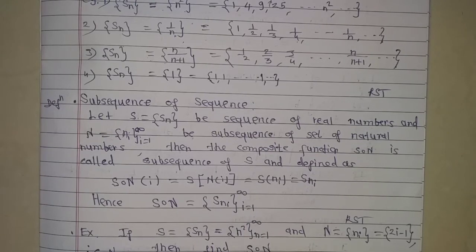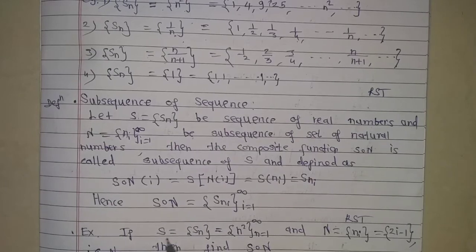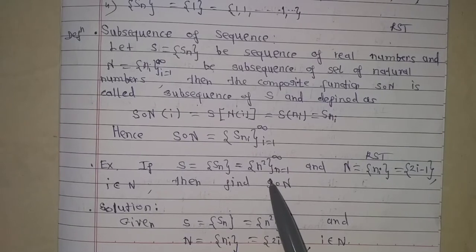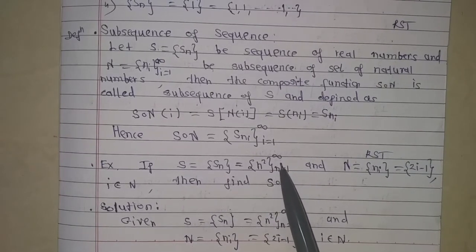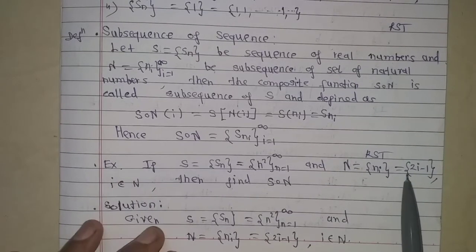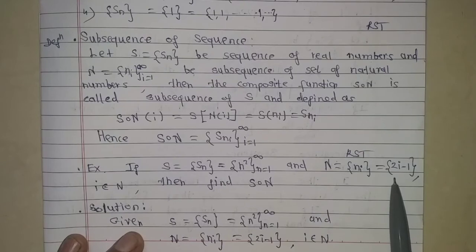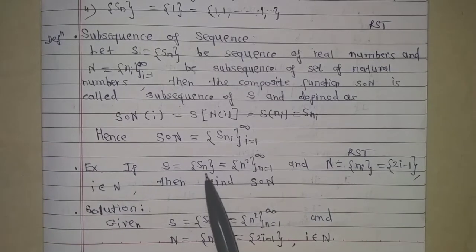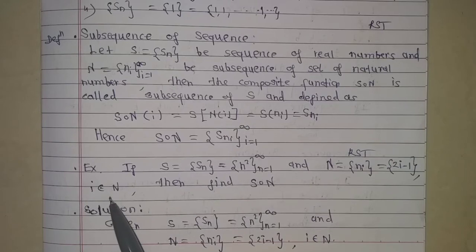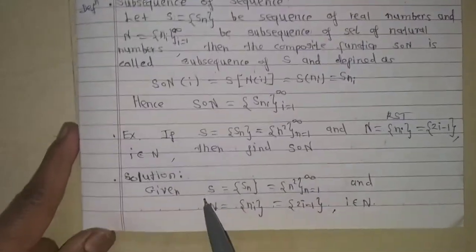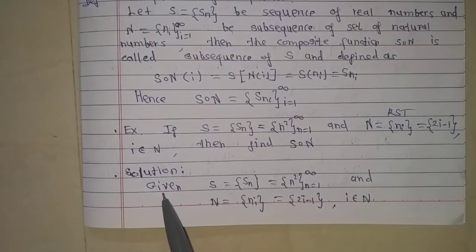Let us consider one example. If S equal to sequence Sn equal to sequence n square, going from 1 to infinity, and N equal to sequence ni equal to sequence 2i minus 1, which is subsequence of this sequence Sn, i belongs to N, then find S composition N. Let us consider the solution of this example.